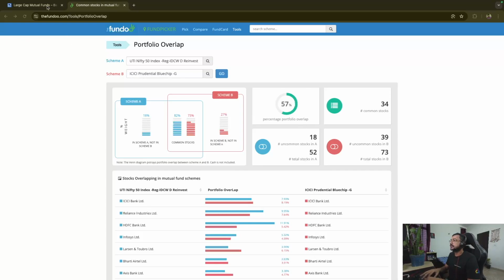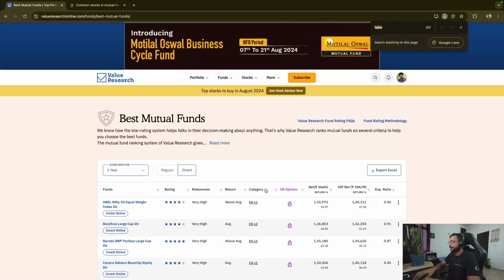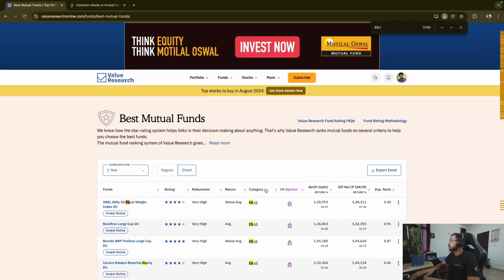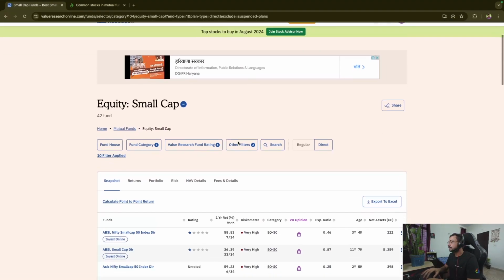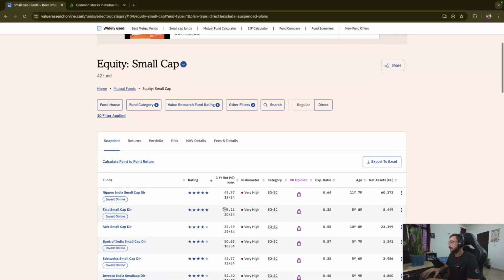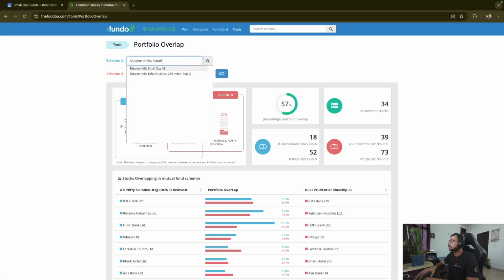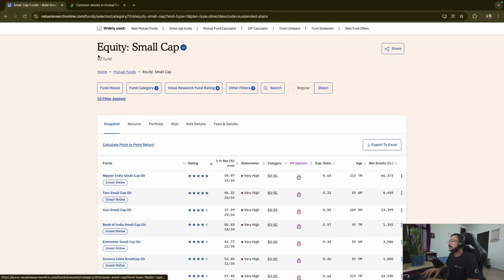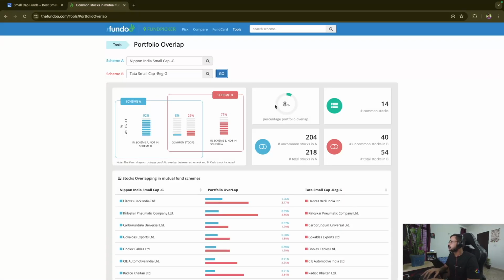Now let me maybe pick another category. Let's compare equity small cap, right? So I'll just search for EQ-SC for small cap, and let me pick this. Let me again sort by rating, and let's compare. Maybe you select the first two funds because they are good, and just for an example, Nippon India Small Cap, and then let's pick the second one as Tata Small Cap. Okay, let's compare these two now.